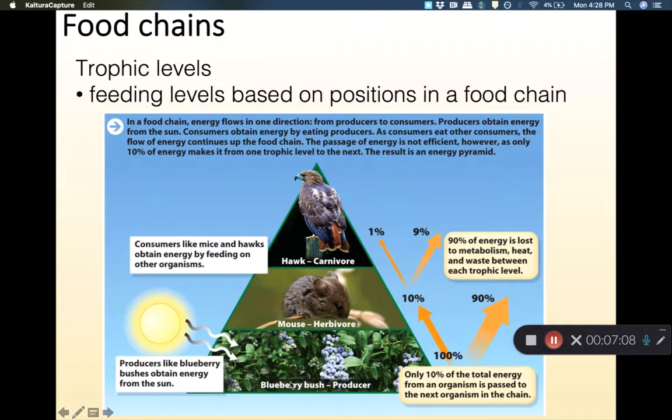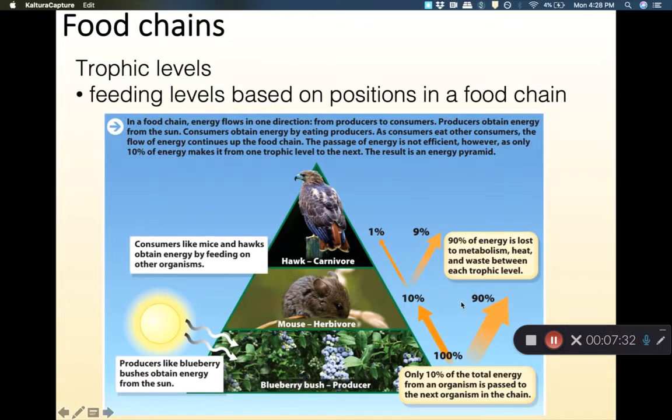And this is one of the early hypotheses as to why there are so many producers and so few secondary carnivores, because again, with this energy transfer, you're getting so much energy lost between each of these levels.